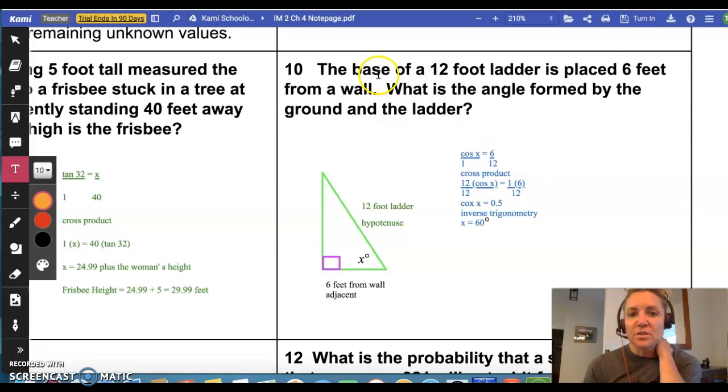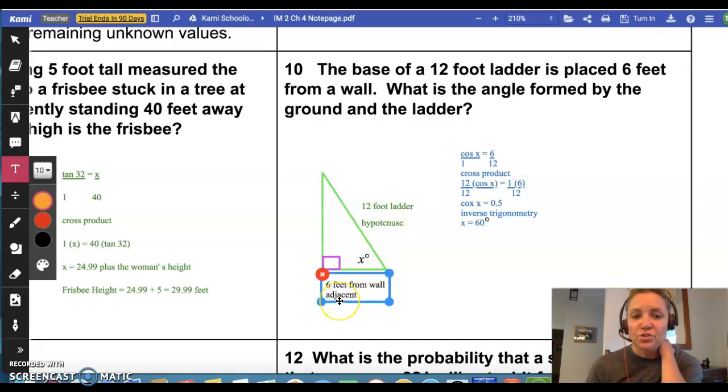Okay. Jumping over to number 10. So the base of a 12-foot ladder is placed 6 feet from a wall. What is the angle formed by the ground and the ladder? Okay. So here's my 12-foot ladder. That's this side here. I just label it with a 12. It's the hypotenuse because it's opposite the right angle. And the base of it is 6 feet from the wall, so that's going to be my adjacent side. And we want to know this angle in here, this angle formed that's between those two.